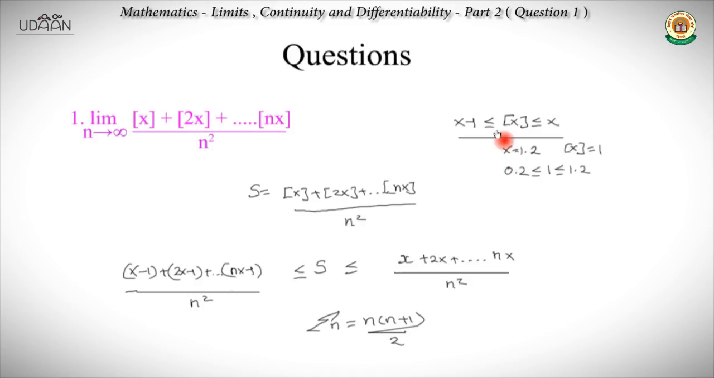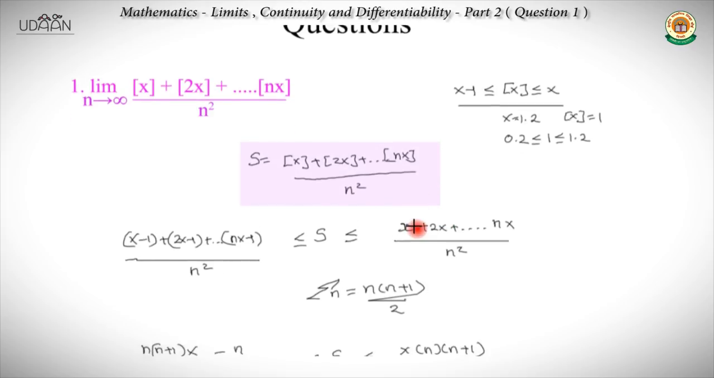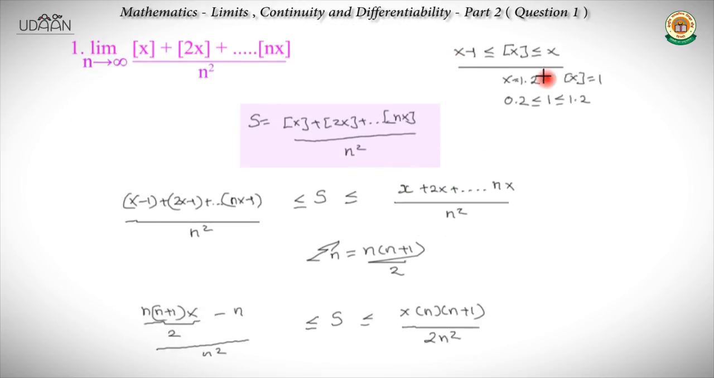When I substitute this inequality into the question, we get this, but before that, let me take s equals [x] plus [2x], so on till [nx], divided by n square. This is the first assumption, the first thing we take. After that, we incorporate this inequality into the question.